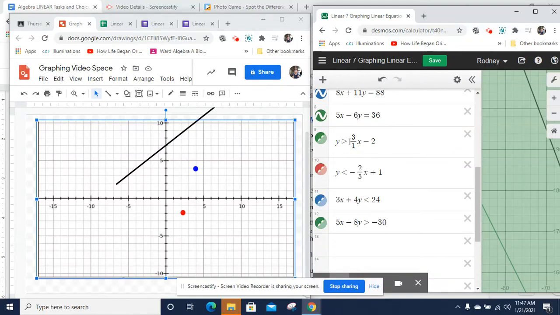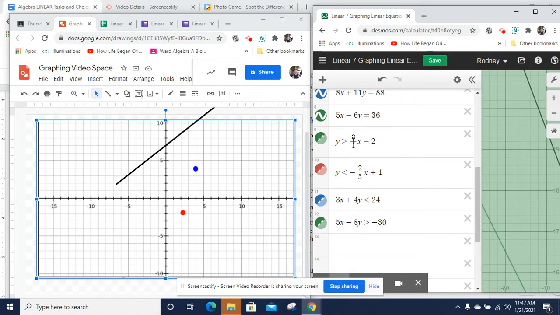Hey, this is Mr. Ward, and I'm going to do a couple of videos on graphing linear inequalities. Now, graphing linear inequalities is actually pretty simple. You start off with pretending you're graphing a line, and then you'll have to figure out one really important thing, which side of the line gets shaded.